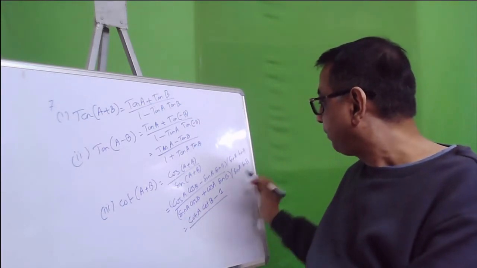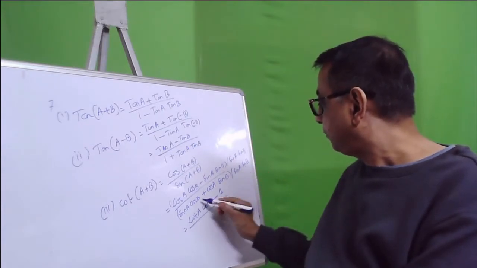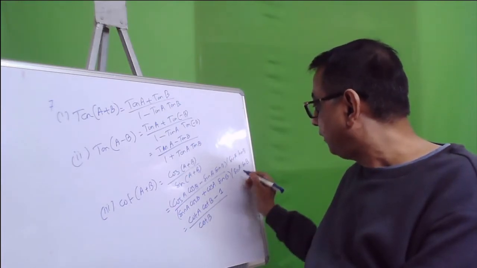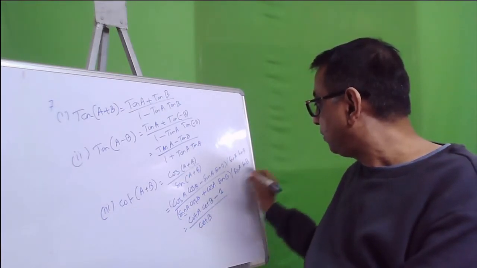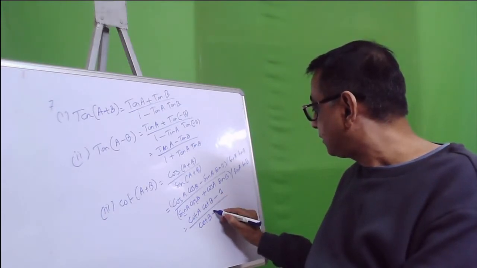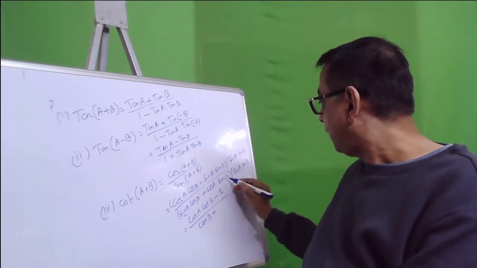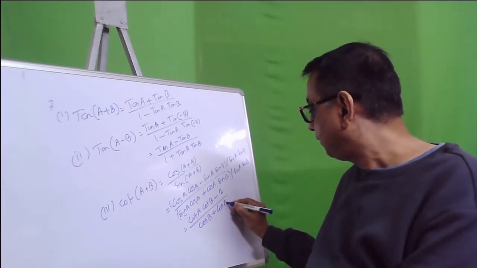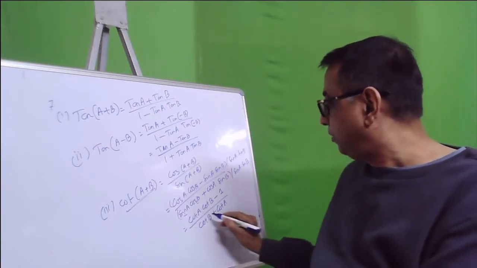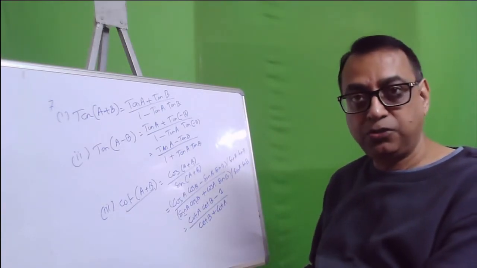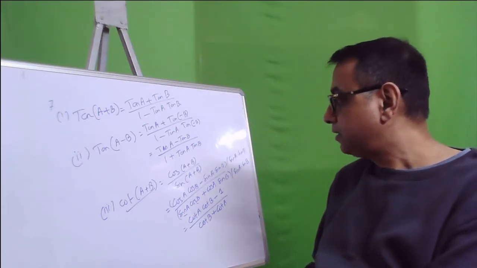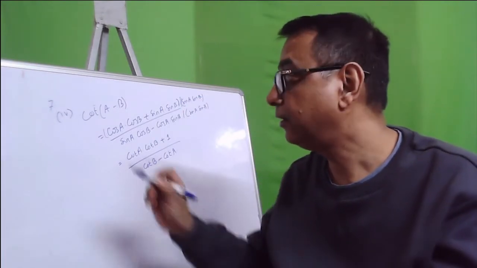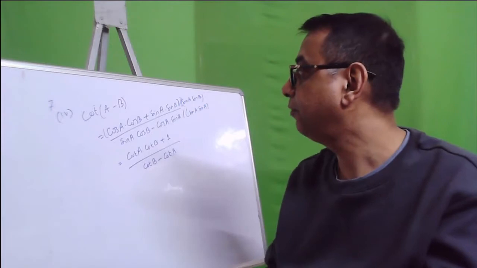Here, sin A cos B by sin A sin B, sin A will get cancelled, so cos B by sin B is cot B. Plus cos A sin B by sin A sin B, sin B will get cancelled, and cos A by sin A will be cot A. So cot of A plus B will be cot A cot B minus 1 divided by cot B plus cot A. So number 7 identity, the last part, the fourth part, is cot of A minus B.